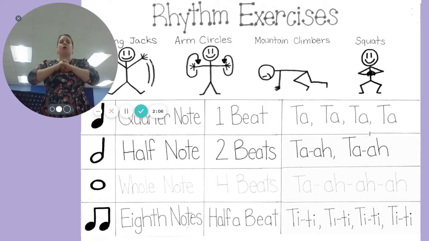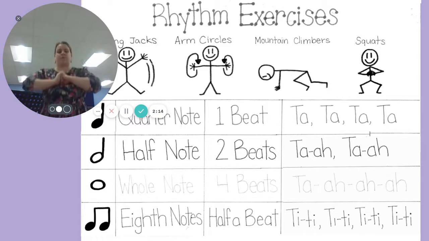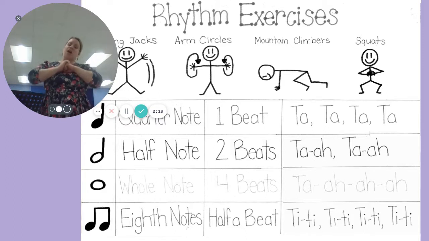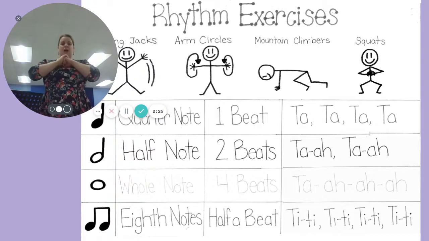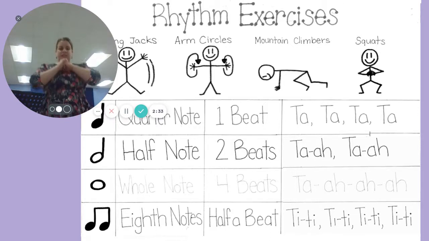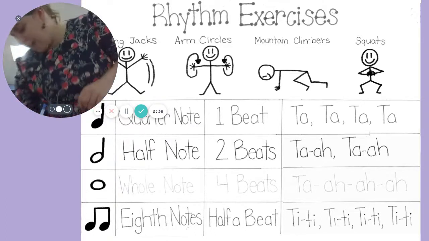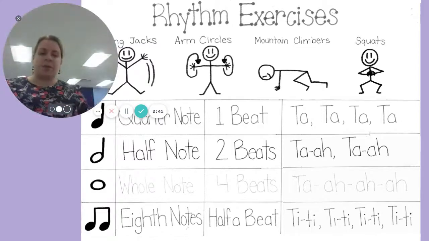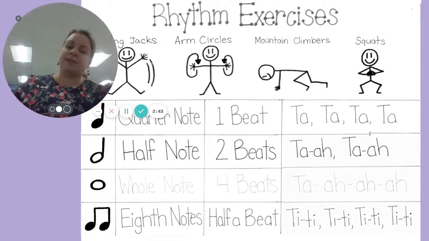Quarter note, one beat, ta, ta, ta, ta. Half note, two beats, ta, ta. Whole note, four beats, ta. Eighth notes, half a beat, ti, ti, ti, ti, ti, ti, ti, ti. All right, there you go. You can relax. Next week when we do our rhythm exercises, we'll do arm circles. So that'll be fun.